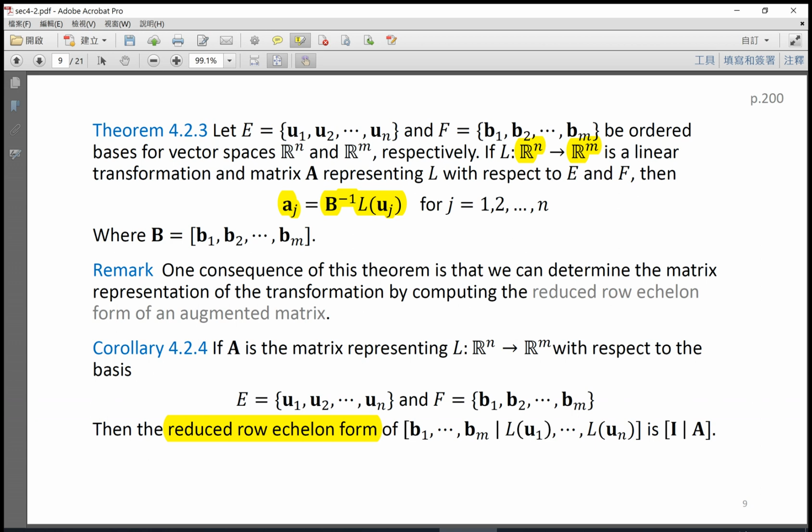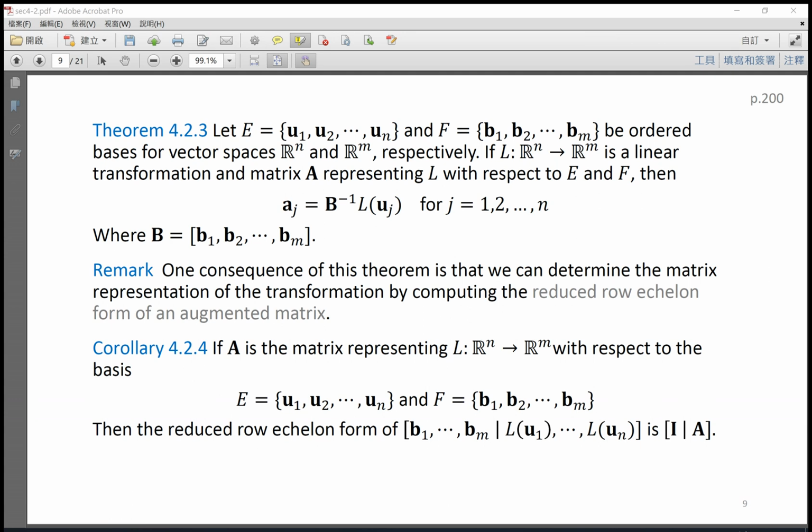In fact, you can ignore the two results because they are only special cases of theorem 4.2.2, the matrix representation theorem. If you are already familiar with theorem 4.2.2, you can use it to solve any calculation problems in this section. But for completeness, I will quickly go through theorem 4.2.3 and corollary 4.2.4.